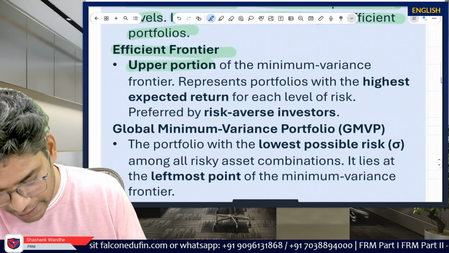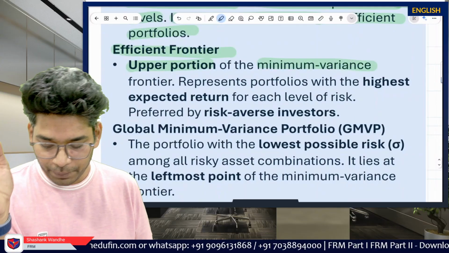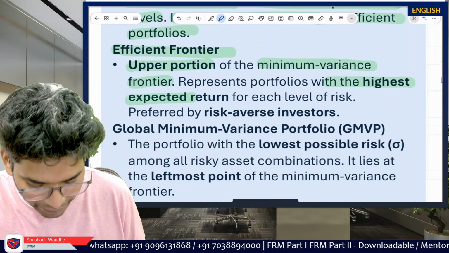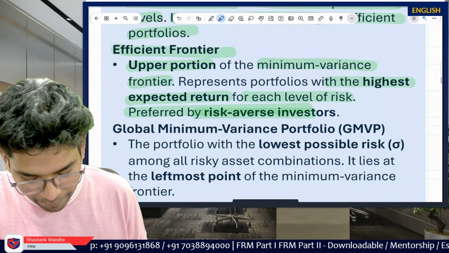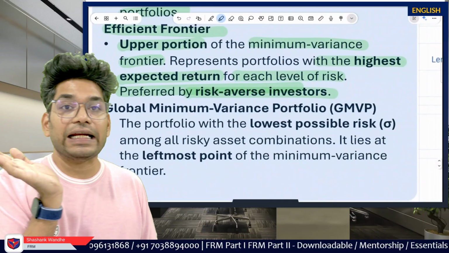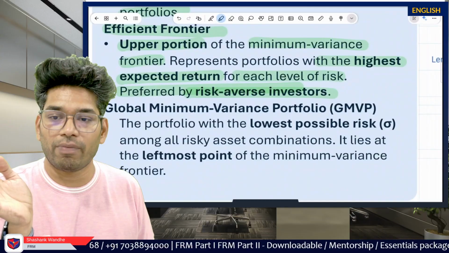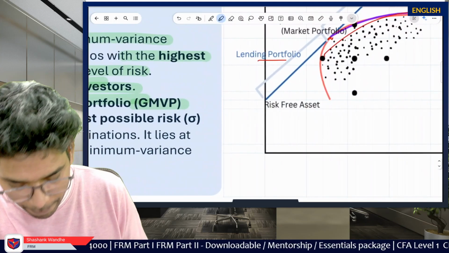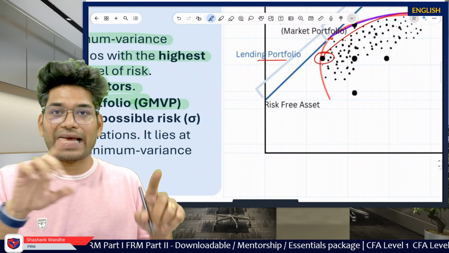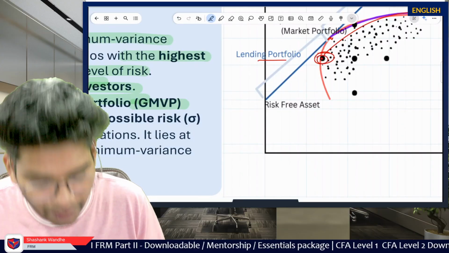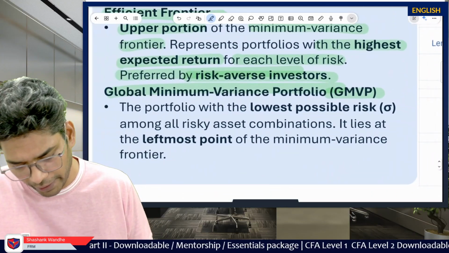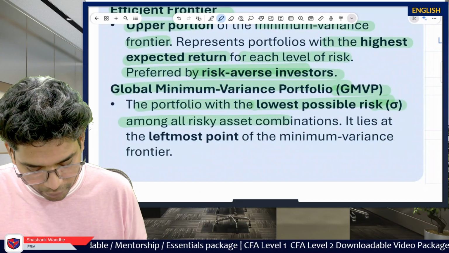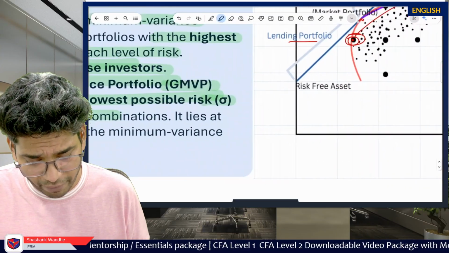Now, the efficient frontier is the upper portion of the minimum variance frontier, sorry, not portfolio. It represents the portfolio with the highest expected return for each level of risk preferred by the risk averse investor. It is the area above the global minimum variance portfolio, GMVP, the portfolio which offers the lowest variance among all the portfolios. This is the global minimum variance portfolio, the lowest possible risk offered among all the portfolios. This is the leftmost point on the minimum variance frontier.